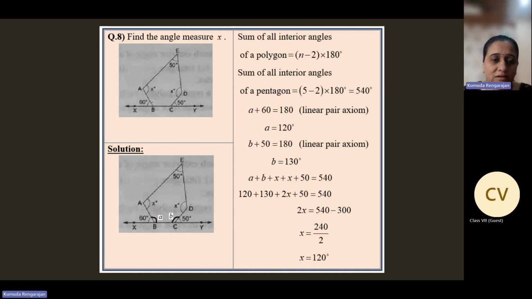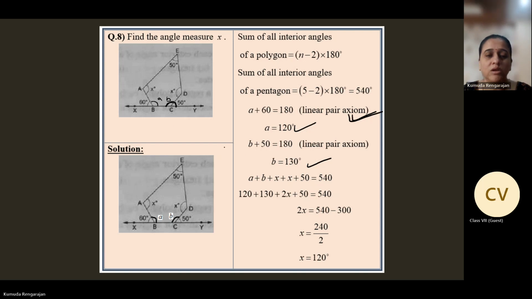So for that, I have marked this one as A and this one as B. And we find A and B using the linear pair axiom. So A plus 60 is equal to 180. A is equal to 120. B plus 50 is equal to 180. So B is equal to 130, by linear pair.